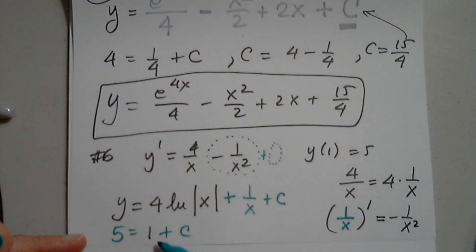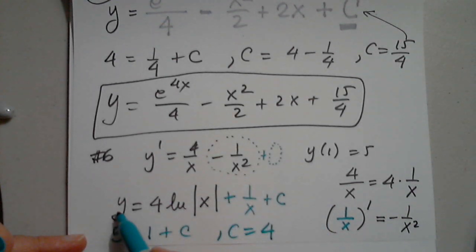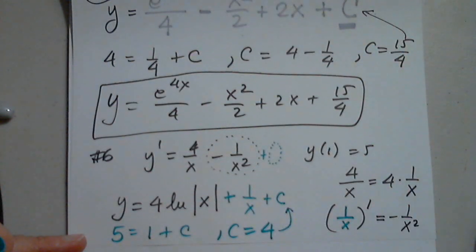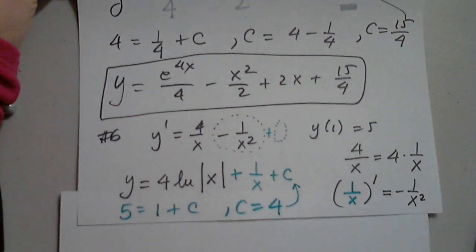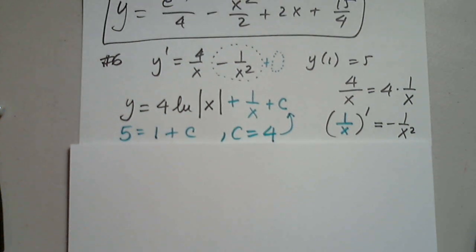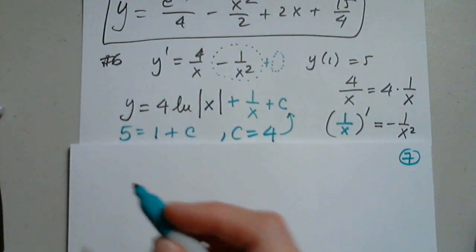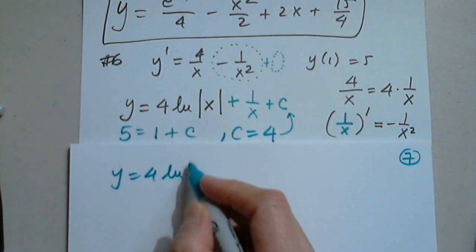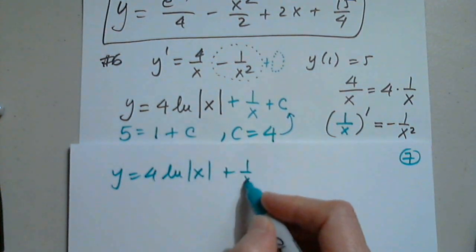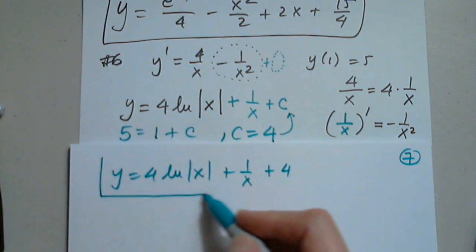1 over 1 is 1. Natural log 1 is 0. 4 times 0 is 0. 1 plus c. So subtract 1, c equals 4. I would have to rewrite the function with 4 in it. That's it. Nothing else. So then y equals 4 natural log of the absolute value of x, plus 1 over x, plus 4. And this is it.